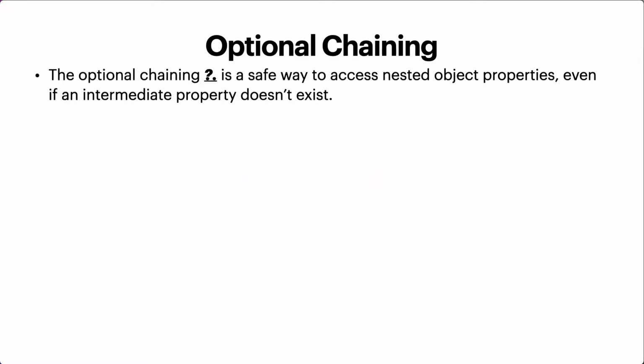Optional chaining is a safe way to access nested object properties, even if an intermediate property doesn't exist. We denote optional chaining by this sign: the question mark followed by the dot. So this is how we denote the optional chaining operator. It's not basically an operator, but a syntax construct. If you just started the tutorial and are learning JavaScript, maybe the problem hasn't touched you yet, but it's quite common.